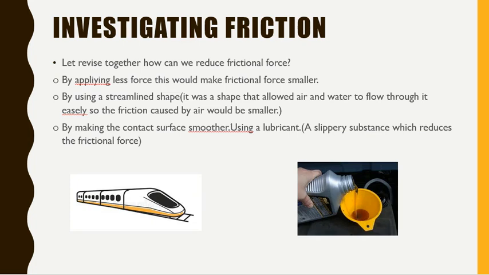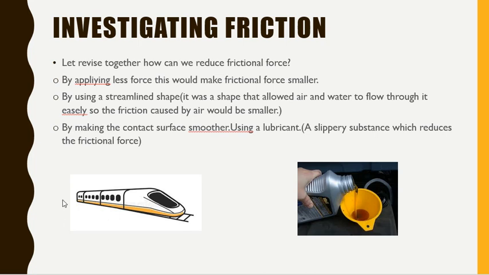Okay, investigating friction. Let's try together to remember how we can reduce frictional force. By applying less force, this would make frictional force smaller. By using a streamlined shape. What was a streamlined shape? A streamlined shape is a shape that allows air and water to flow through it easily, so the friction caused by air would be smaller. The third factor is by making the contact surface smoother using a lubricant.